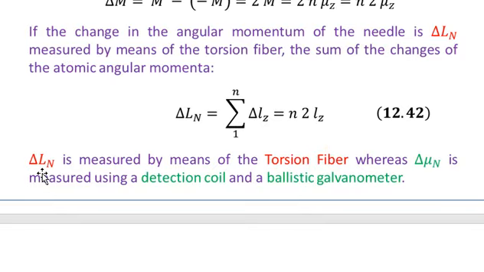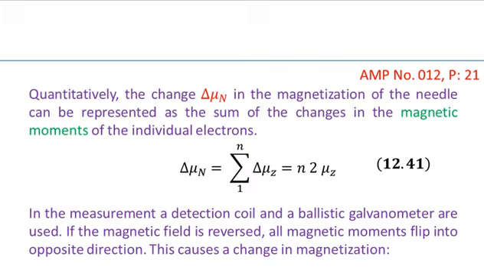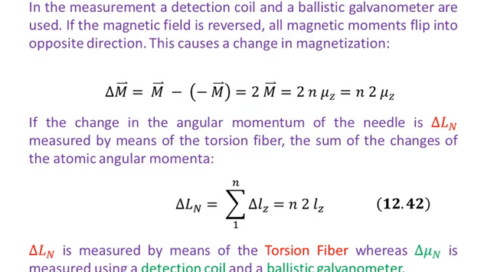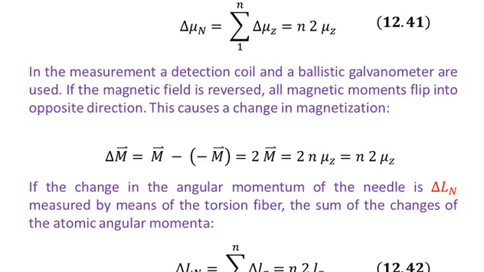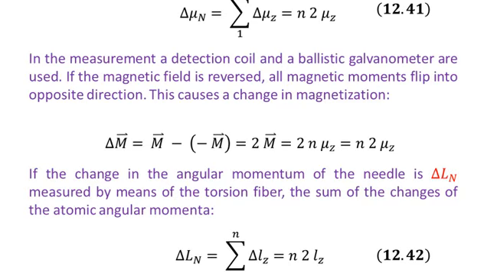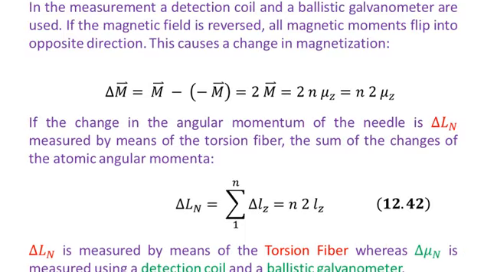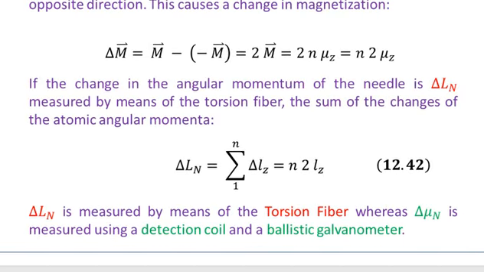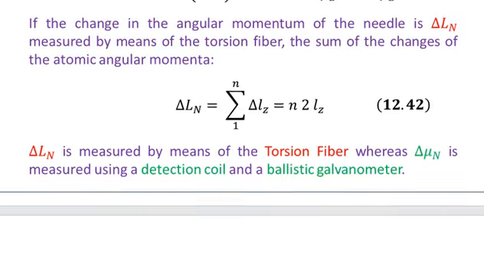So delta Ln can be measured by means of the torsion fiber, whereas delta mu N is measured using a detection coil and a ballistic galvanometer. So you see that the left hand sides of both equations, equation number 41 and equation number 42, are known, since they have been measured. So let's see what happens next.